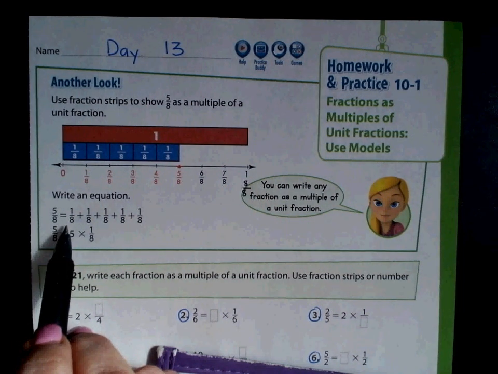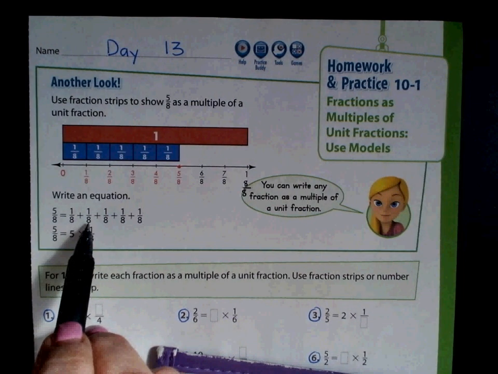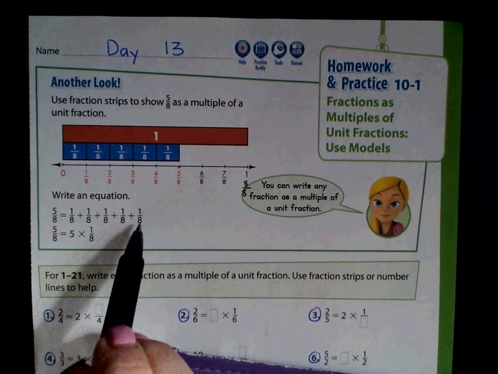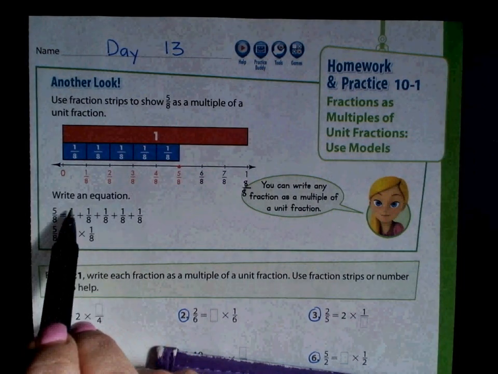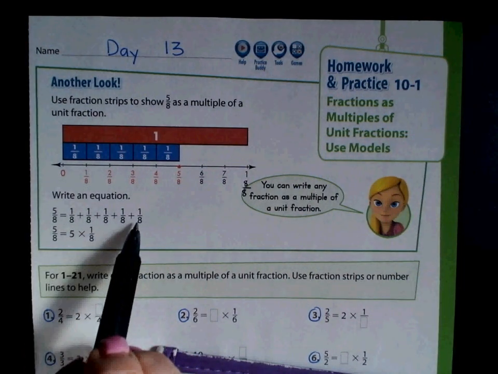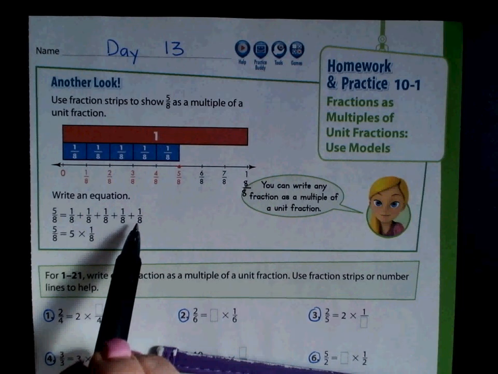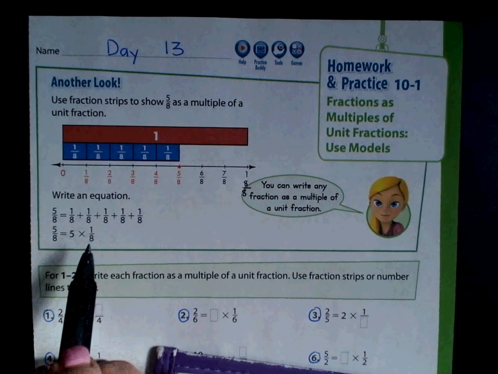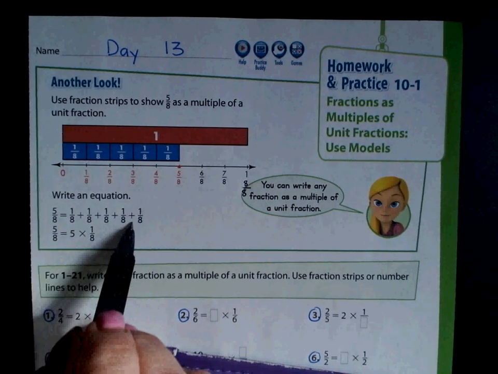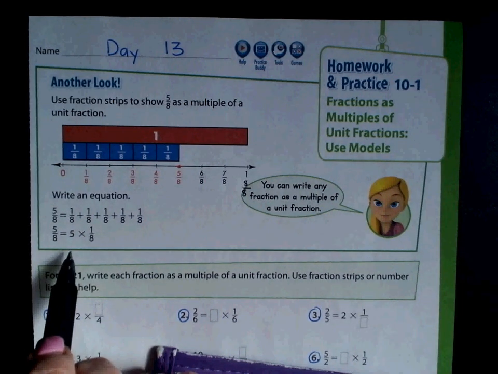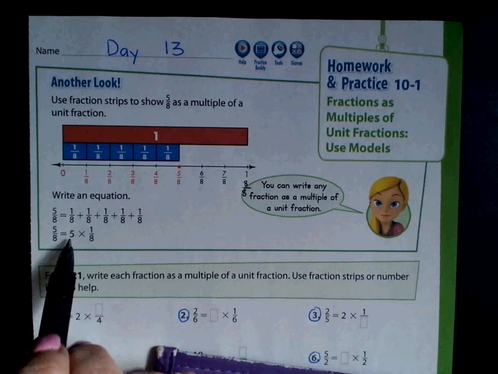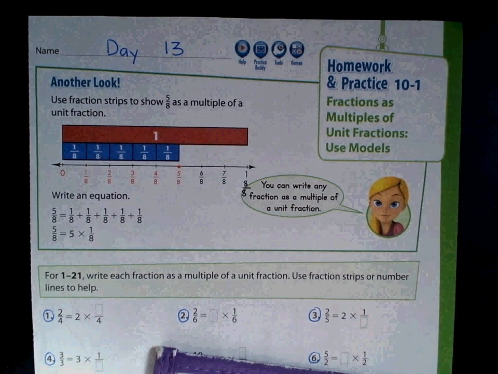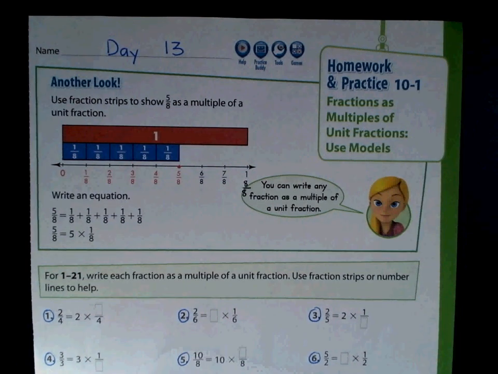Here they wrote it as addition, or 1/8 plus 1/8 plus 1/8 plus 1/8 plus 1/8. And we know when the same number is being added repeatedly or over and over again, repeated addition is also known as multiplication. So any repeated addition problem can also be written as multiplication. There were 5 copies of 1/8, so I can write that as 5 times 1/8 or 5/8.